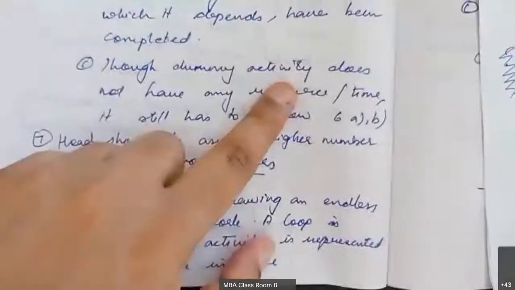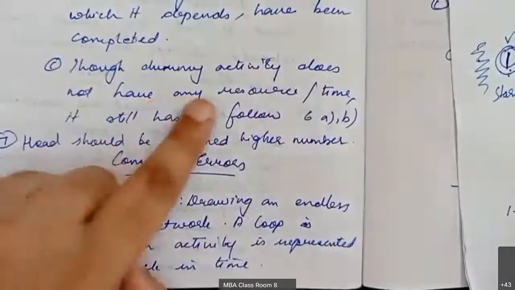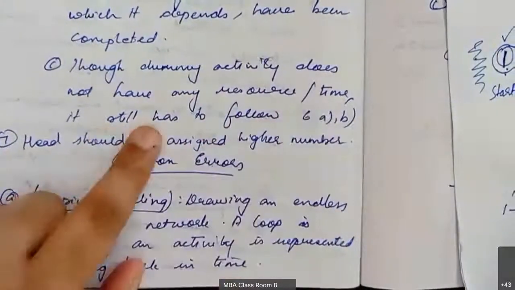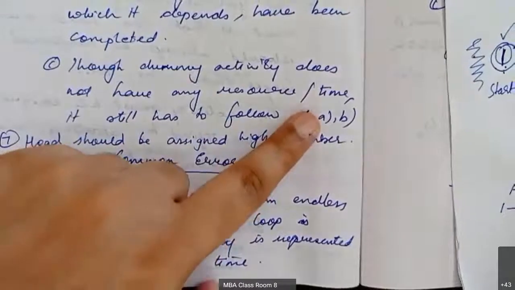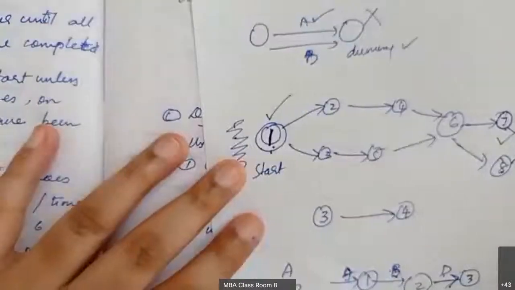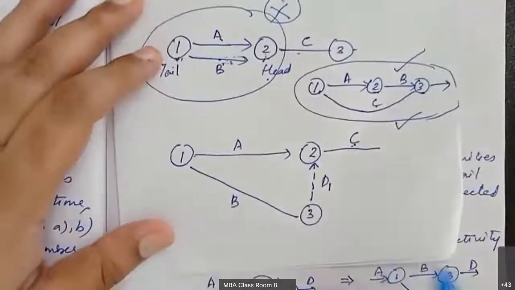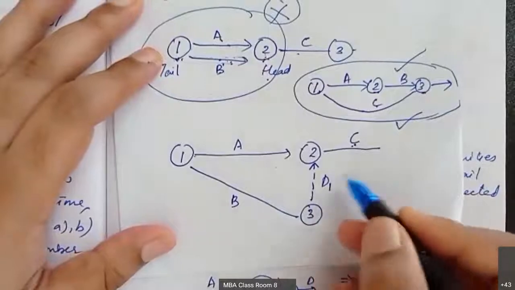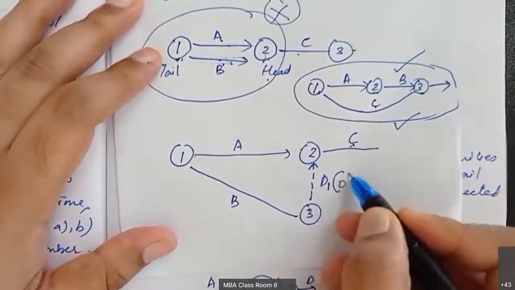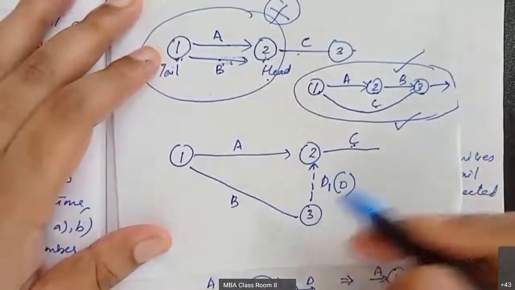Then we have the dummy activity. The dummy activity does not have any resource or time, but it still has to follow the logical sequence. When we draw the dummy activity, here we have it. D1 is represented as the dummy activity. This dummy activity will not have any time or anything like that.